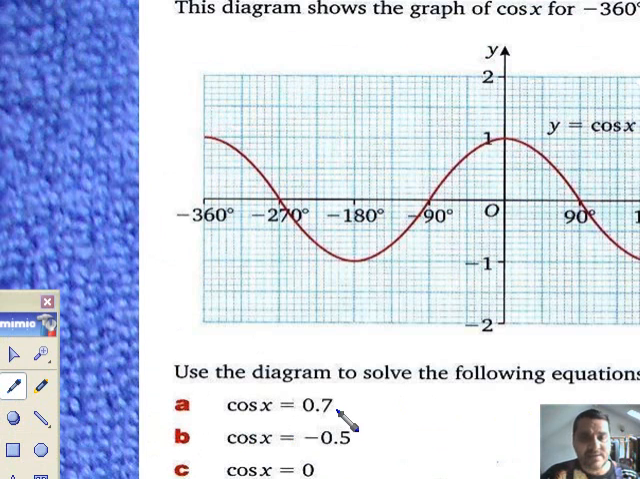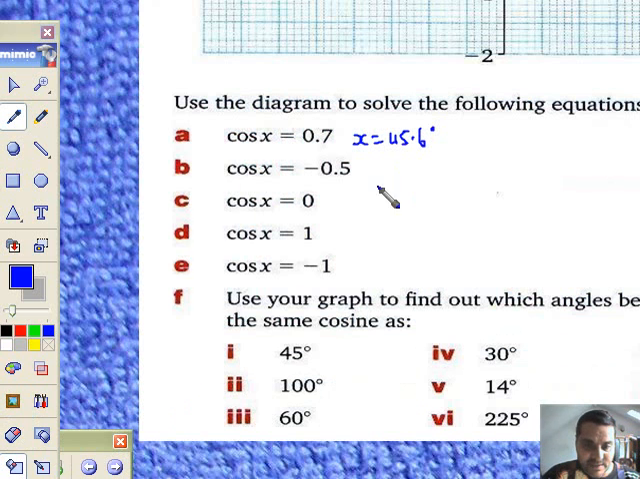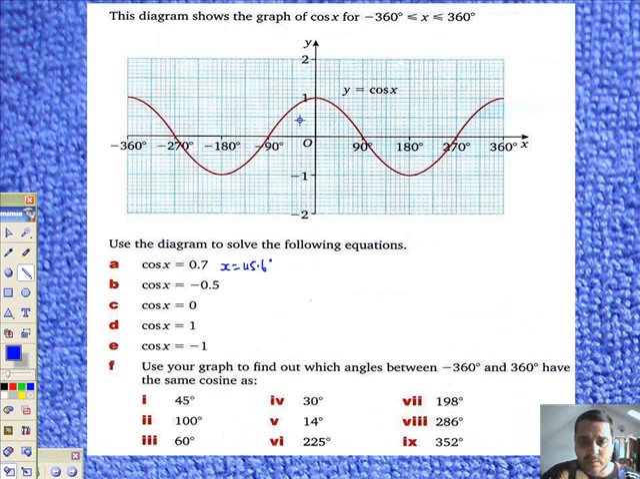Now if the cosine of x is 0.7, the first thing we need to ask ourselves is what the basic angle is. If I go shift cosine of 0.7, I get 45.6 degrees. So the first answer is going to be 45.6 degrees. And we can use the symmetry of the graph to work out where the others go. So 0.7 is going to be about here somewhere, just ever so roughly, and you can see there are 4 solutions right there.